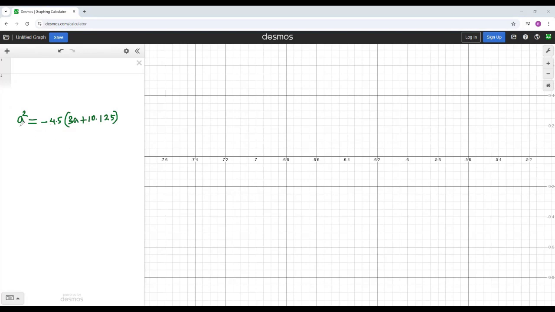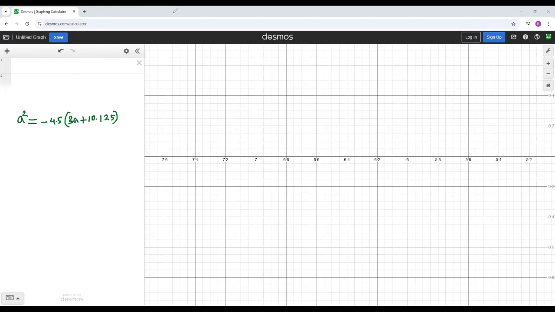But in our equation, we have the unknown a. Now to solve this equation using Desmos, I have to use either x or y in place of a. If I use x in place of a, then I have to consider the x-intercept of the graph to get the solution for this equation. In case I use y in place of a, then I have to consider the y-intercept of the graph to get the solution for this equation.